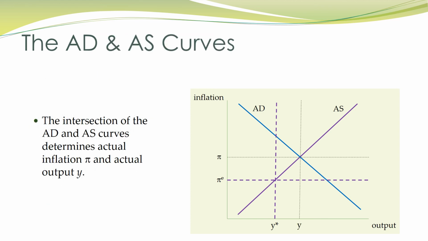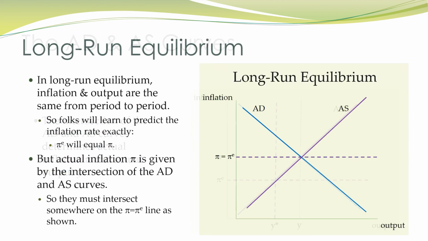The intersection of the AD and AS curves will play an important role in our model. This intersection is what determines the actual inflation rate π and the actual output level Y. As shown in the diagram, actual inflation may differ from expected inflation, and actual output may not equal potential output. There is, however, one situation in which they are equal, in the economy's long-run equilibrium.